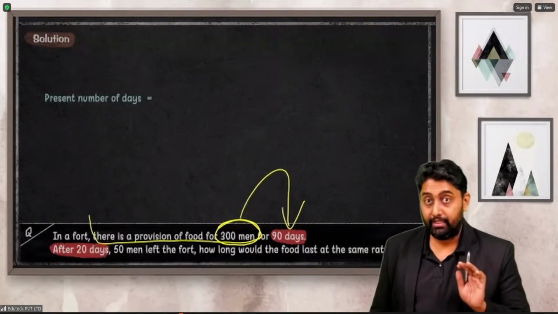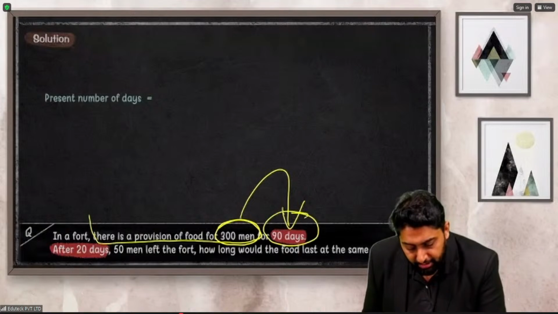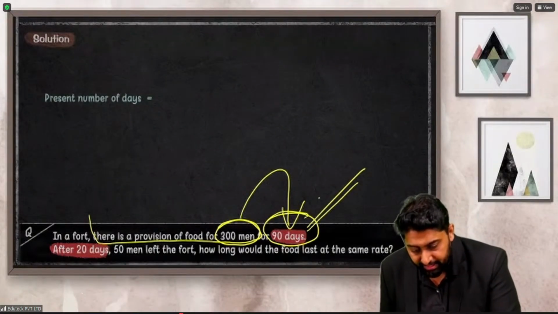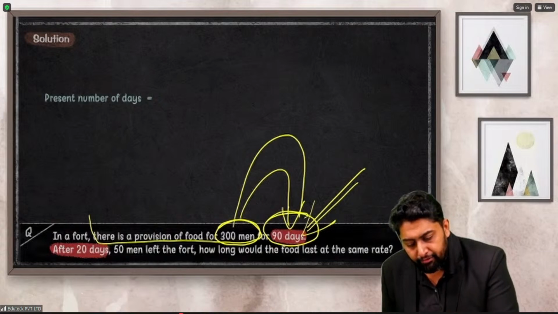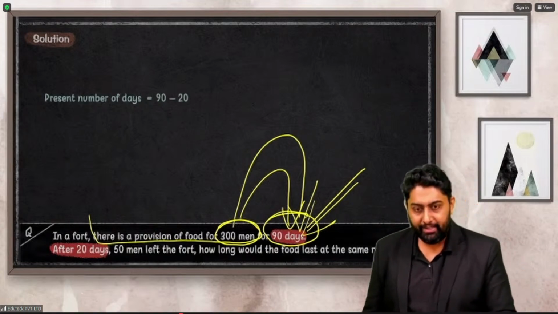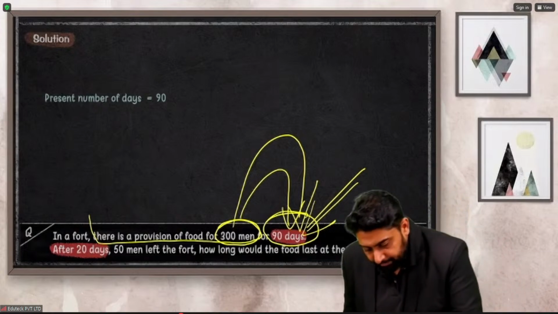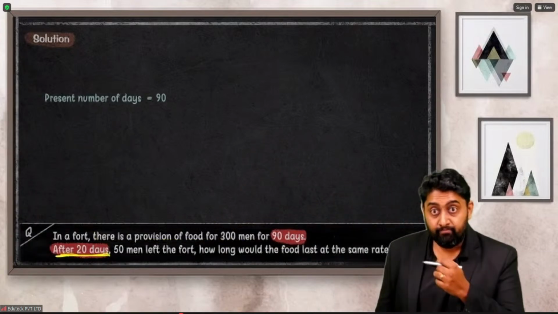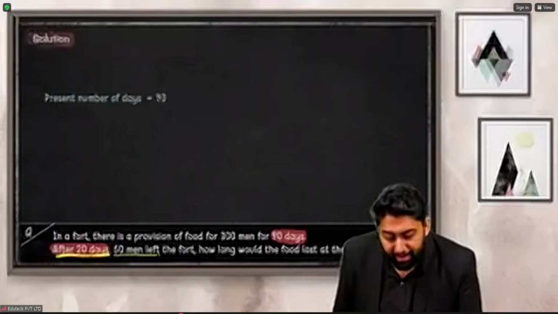It's 90, bacha, I hope. It's 90. See, in the question it is written, food is for 90 days. Okay, so that is one thing that we understood. Next, what does the question say? After how many days? After 20 days, 50 men have left the fort.